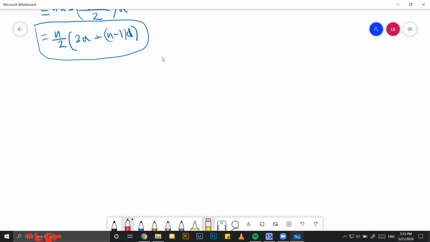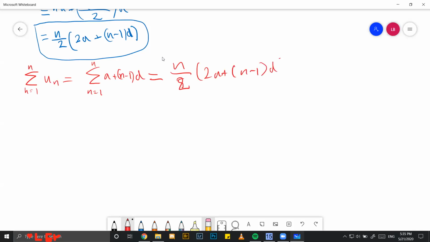So prove by induction, what we're proving is that the sum of un from n equal to 1 all the way up to n, which is equal to the sum from n equal to 1 up to n of a plus n minus 1 d, which we saw above, is equal to n over 2 times 2a plus n minus 1 d. So what we're going to first try and prove is the base case. So the base case is n is equal to 1.